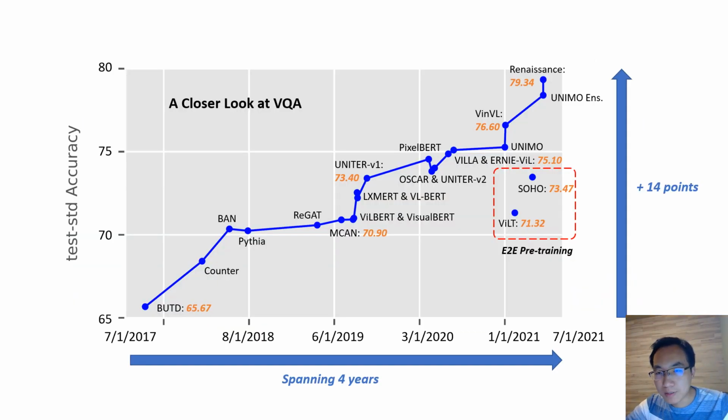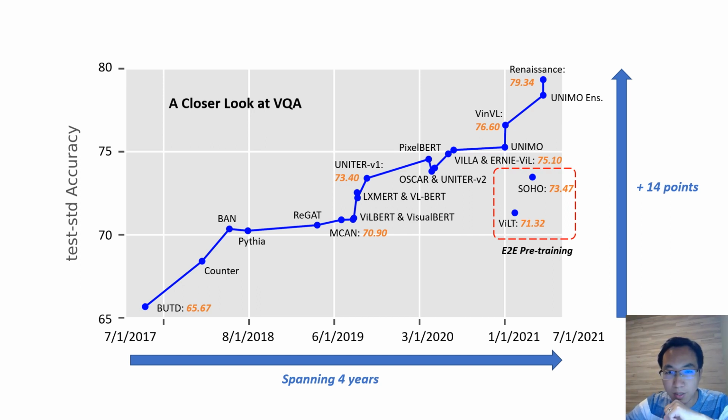Okay. This is basically how the performance of VQA systems has grown from roughly 65 to 76.6. As to how the performance has been pushed to 79, actually we don't know, but I guess it must be some ensembling, but we will know in the future.